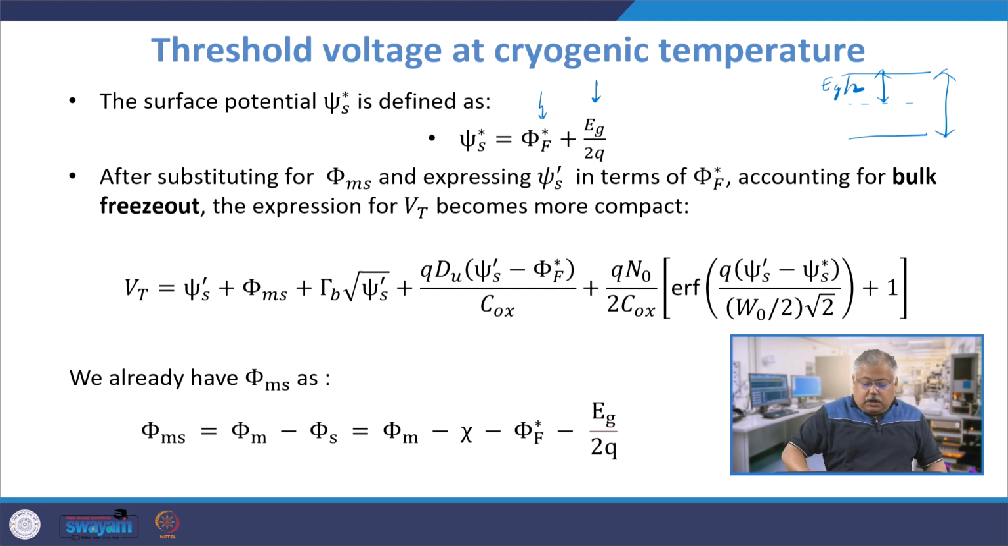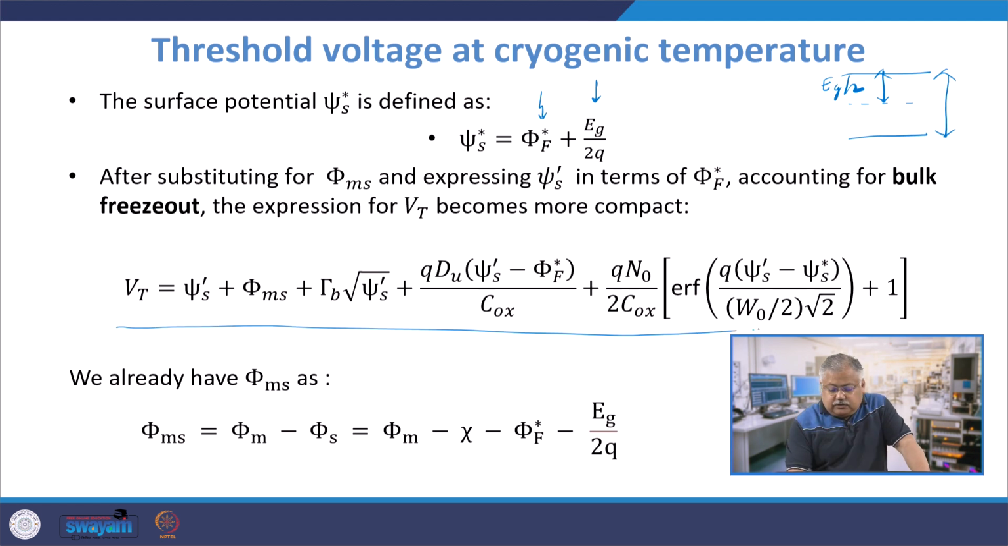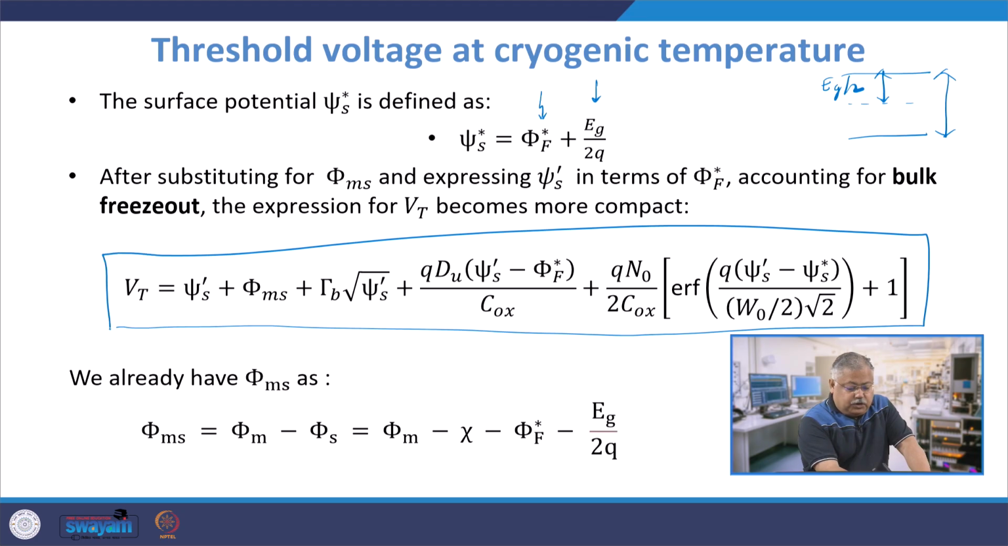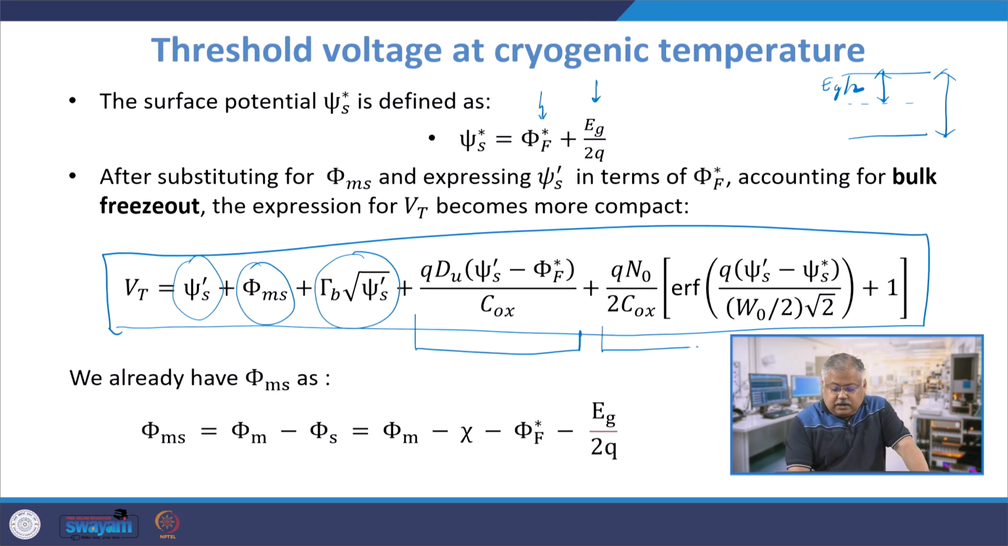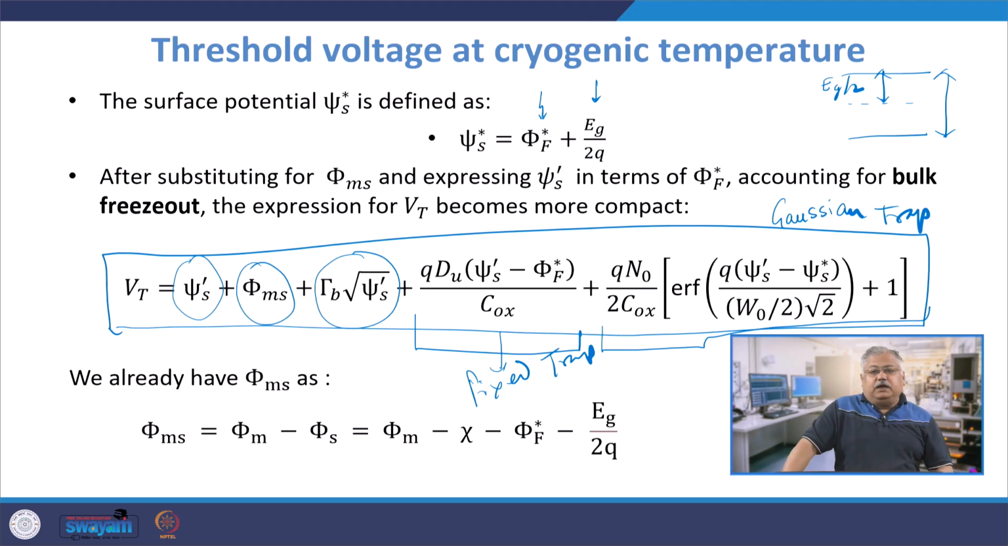So, what you need to do is substitute the value of psi_A star from here, substitute the value of phi_ms here, get the value of phi_F star and insert it into the threshold voltage model, and that is what we have done exactly here. So, this equation of threshold voltage consists of the modified surface potential, the work function difference between metal and semiconductor, and the body effect account, and you also have two parts, one is the fixed charge and another is the Gaussian. So, this is your Gaussian traps and this is your fixed traps. So, we already have phi_ms equals phi_m minus phi_s, which equals phi_m minus chi.